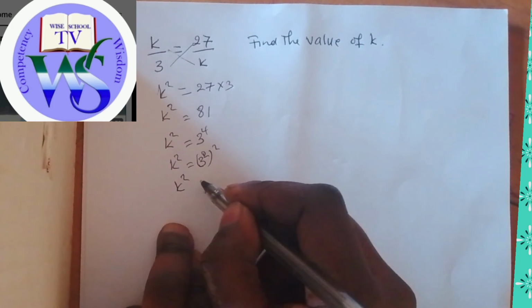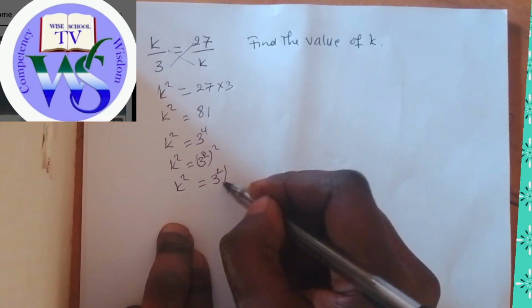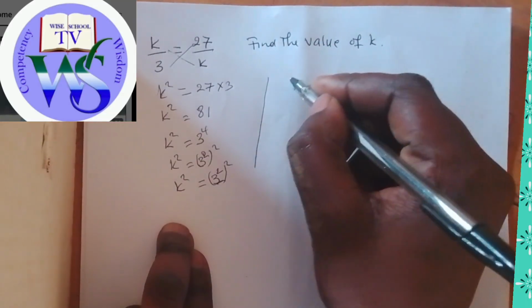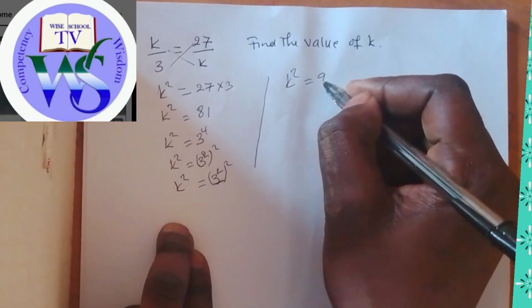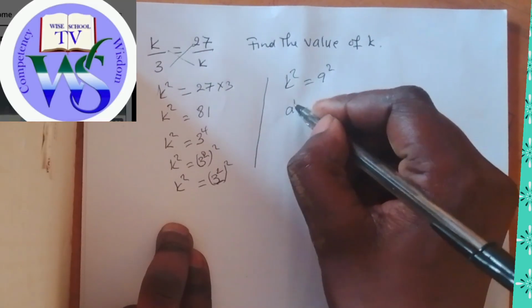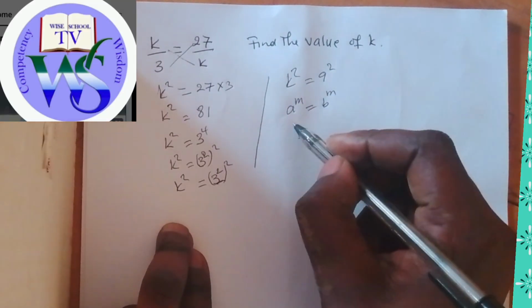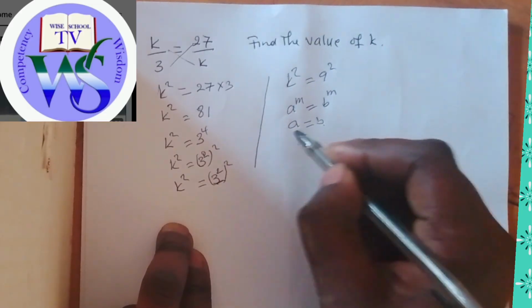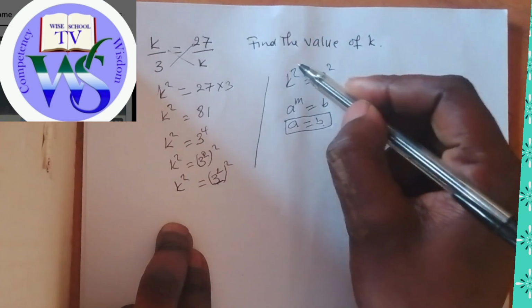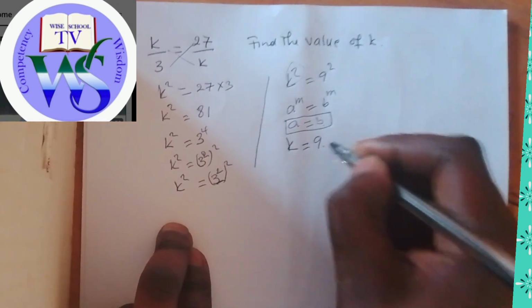k squared is equal to what? 3 power 2 power 2, then 3 power 2 is equal to 9. So then k squared is equal to 9 power 2. Remember that if a to the power m is equal to b to the power m, then a is equal to b, according to the power of indices. So according to that, the powers are the same. So then k is equal to 9.